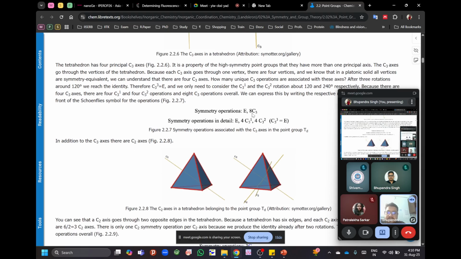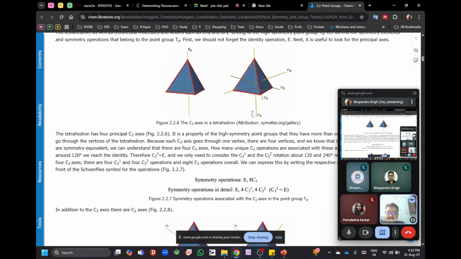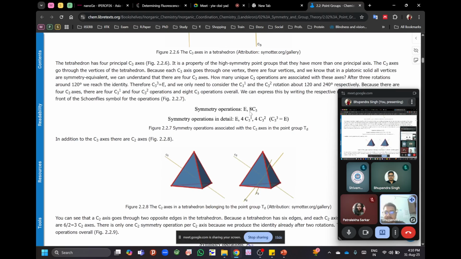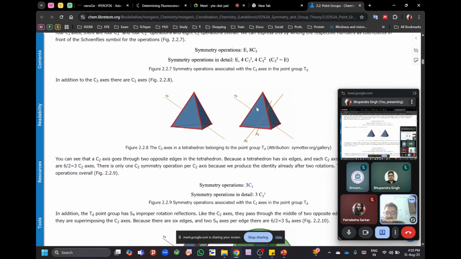Okay, this is understood. Anyway, this 8 C3 is written because the C3 is C3 1, C3 2, and C3 3 means identity, one identity element. So all of them are giving the same orientation of the tetrahedron, that is why they have all the symmetry operations. Total symmetry operations: E and 8 C3 are present here.